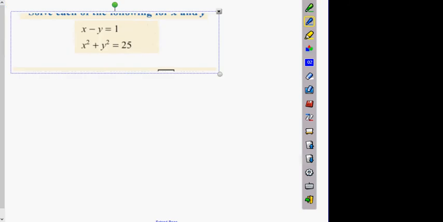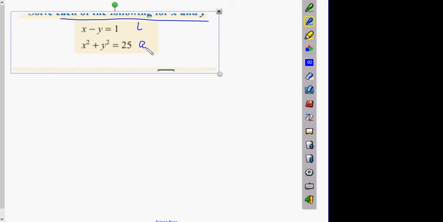Okay guys. This question here. Solve for x and y. So what it says is solve each of the following for x and y. So which one is the linear equation? Top one's the linear, second one is the quadratic.